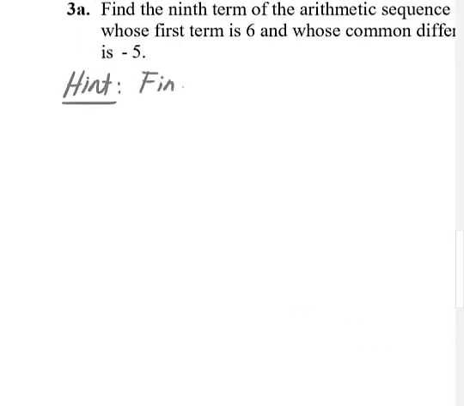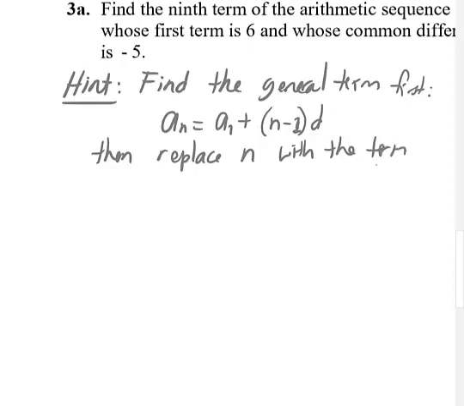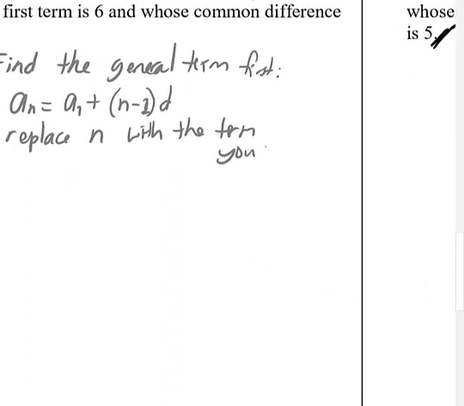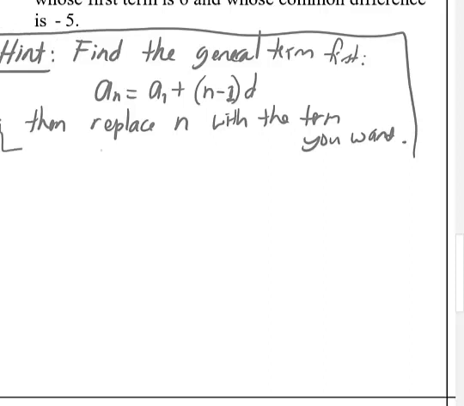Find the general term first, which is the formula they gave us, A1, that we haven't used yet, plus n minus 1 times the common difference. So do that first, then replace n with the term you want. So in this one, we want the 9th term, so I'll replace n with 9. And the next one, we want the 50th term, so I'll replace n with 50. That's kind of the idea.